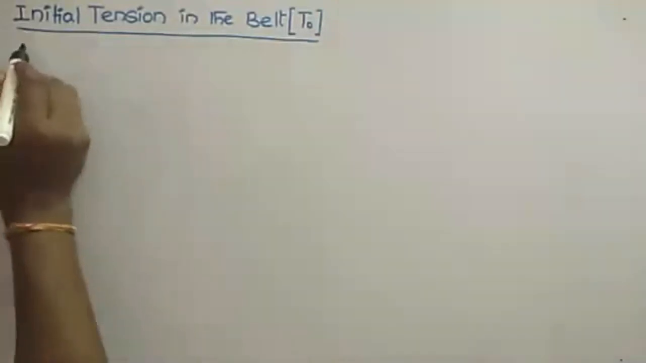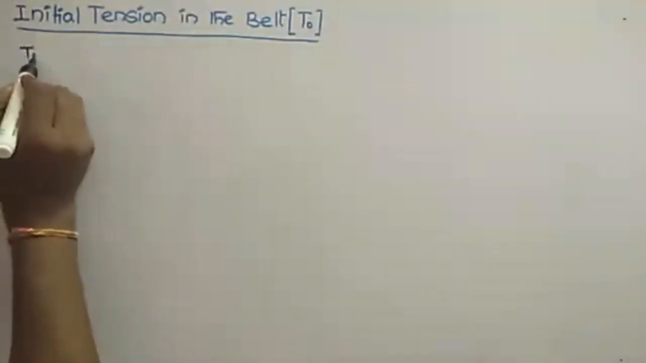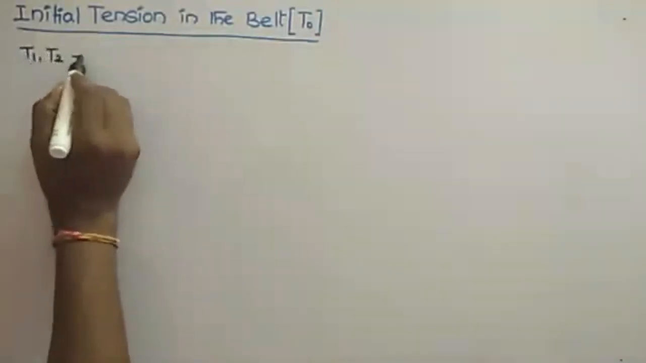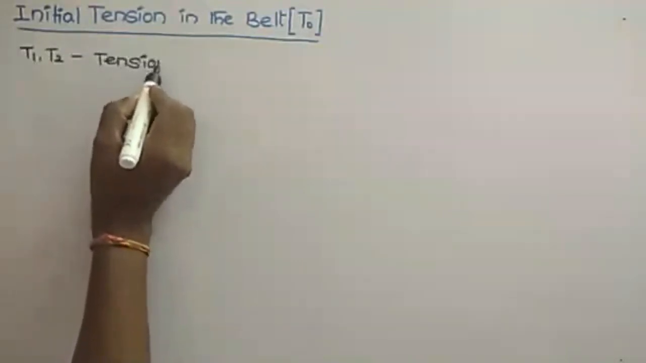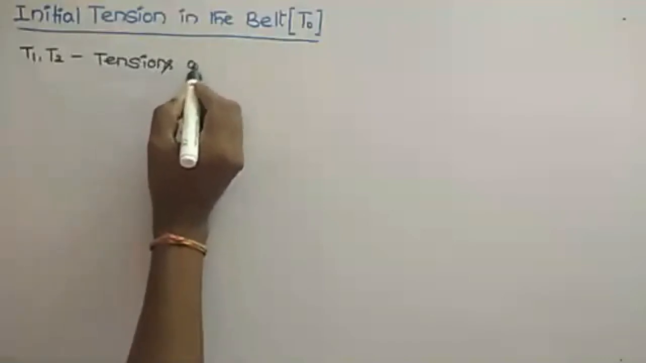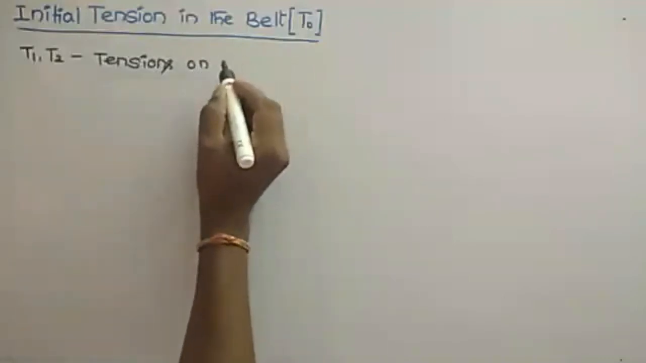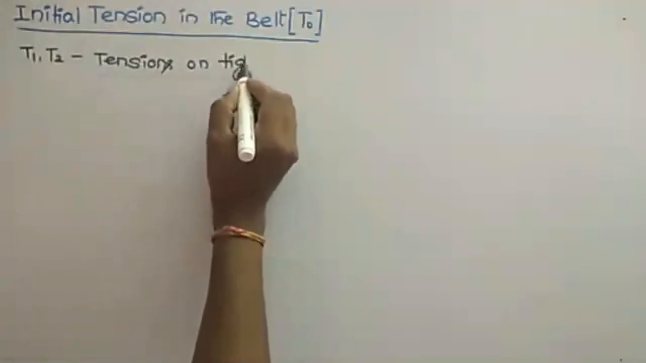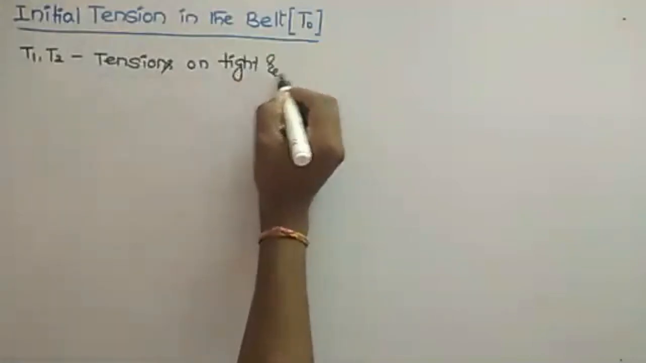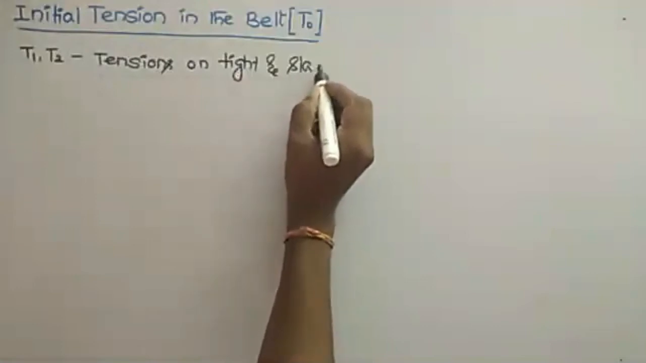Let T1 and T2 be the tensions on the tight and slack sides respectively.